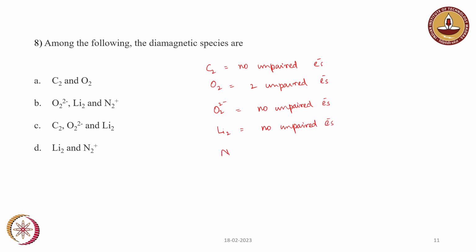And then N2 plus has 1 unpaired electron. So the question was which are the diamagnetic species. Diamagnetic species is the species having no unpaired electrons, such that the total magnetic moment will be 0. So here C2, O2 2 minus and Li2 will be the diamagnetic species. So option C is the answer.